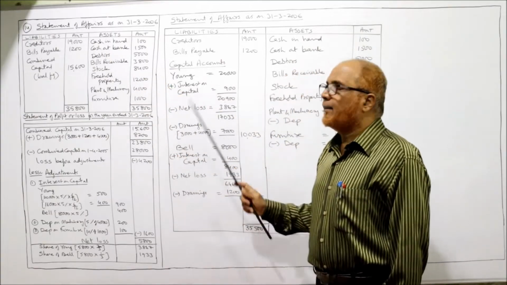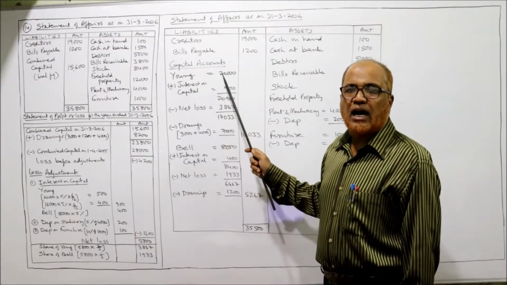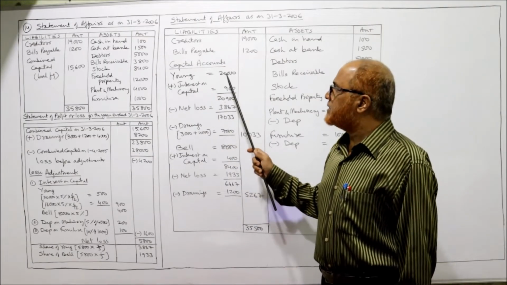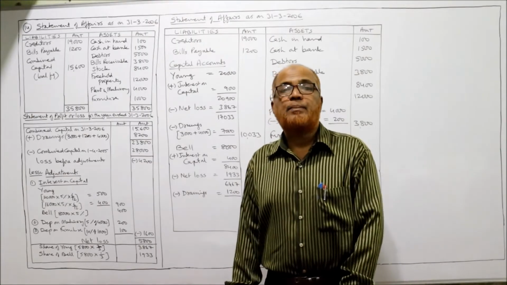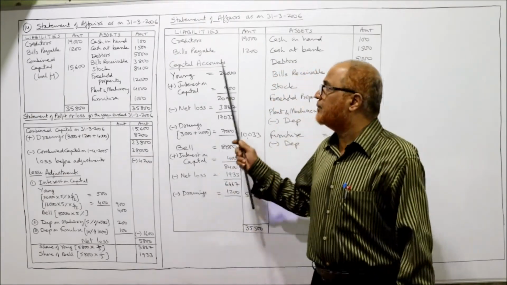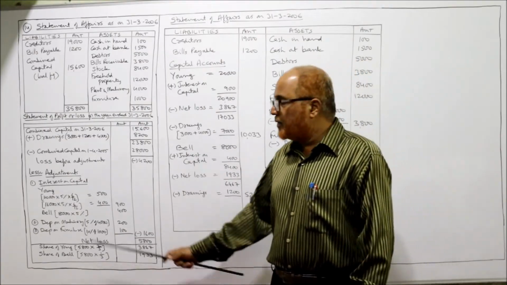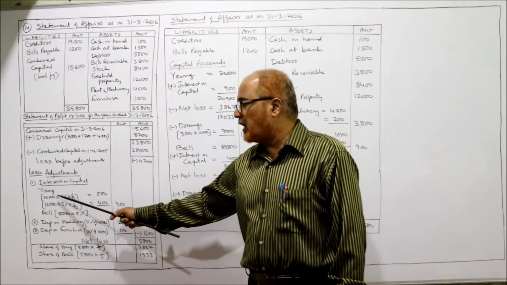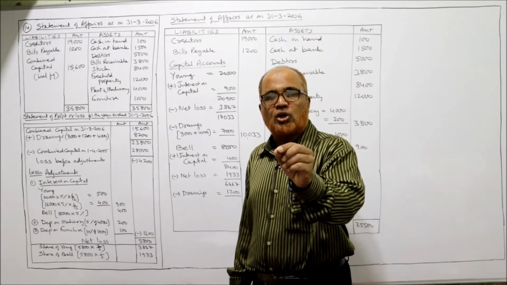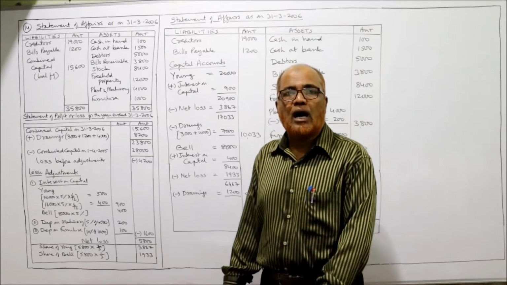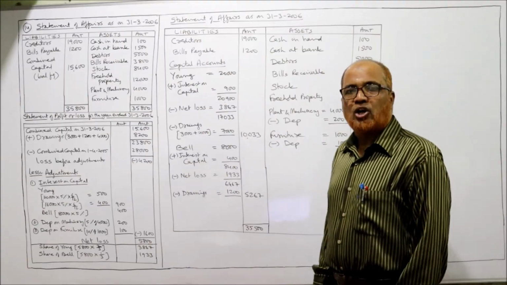Now we have to take the capital accounts, one by one. We will take Young. Young's capital at the beginning of the year is 20,000 rupees. To this you add the interest on capital. How much interest on capital is allowed to Young? 900 rupees. So add 900, 20,900, minus net loss.